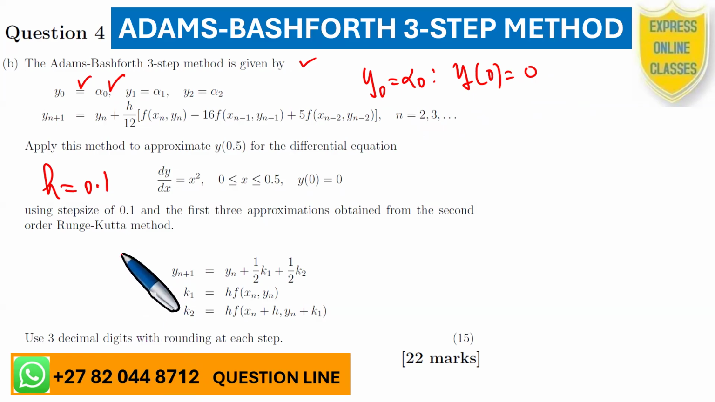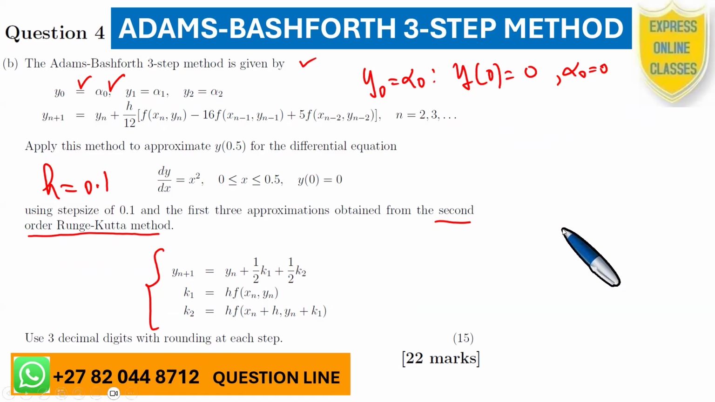But now to get the next step, we're going to use the second order Runge-Kutta method, which is this. This is the algorithm for the second order Runge-Kutta method. Meaning that when we want to get y0, we've got y0, so alpha 0 is 0.